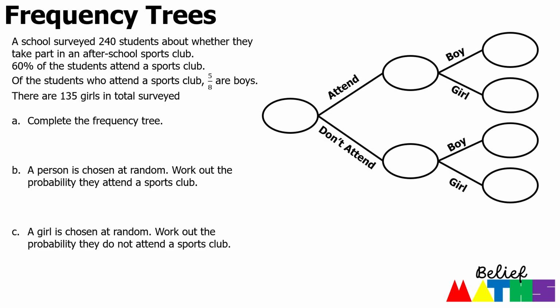Okay, this frequency tree. So we're told 120 students are chosen, so that's 120 in here, are surveyed. We're then told 60% attend a sports club. So 60% of 240 is 144. So that means we've got 144 in here. And then 240 minus 144 gives you 96 for did not attend.